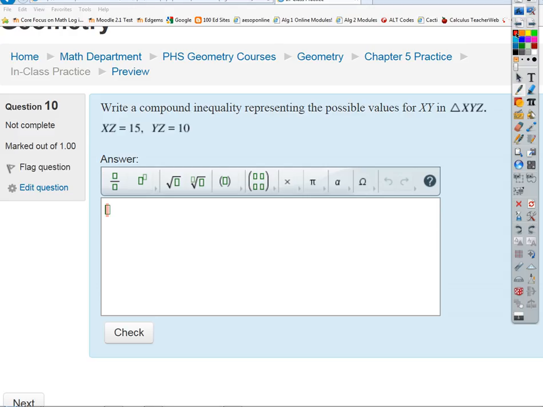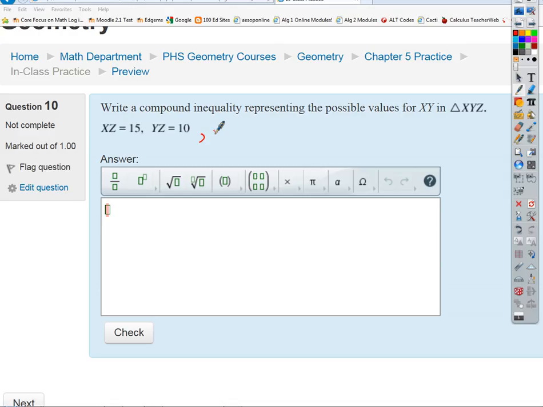You sure? What would happen if I chose XY to be 4? Would those sides make a triangle? Why or why not? What's the problem with that? They don't obey the triangle inequality. If I made it 4, then the smallest two sides, 10 plus 4, aren't more than the other side, right? Does that make sense? So how are we going to figure out what the smallest value would be?